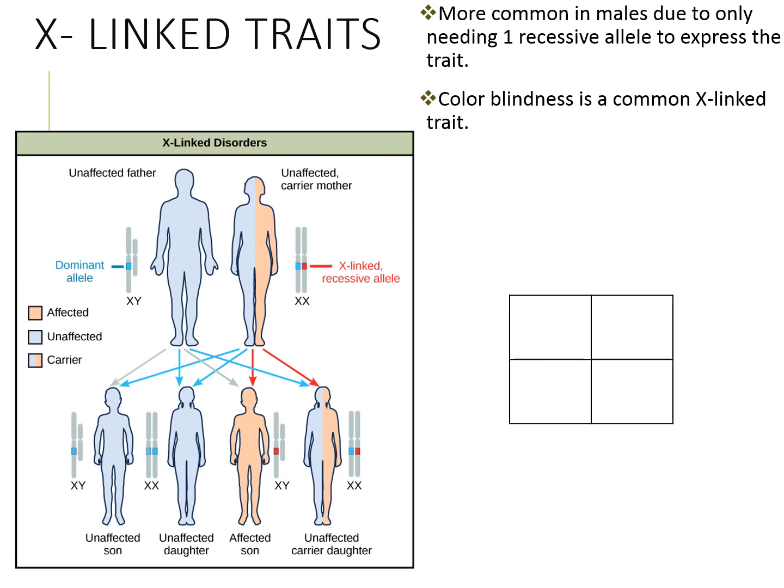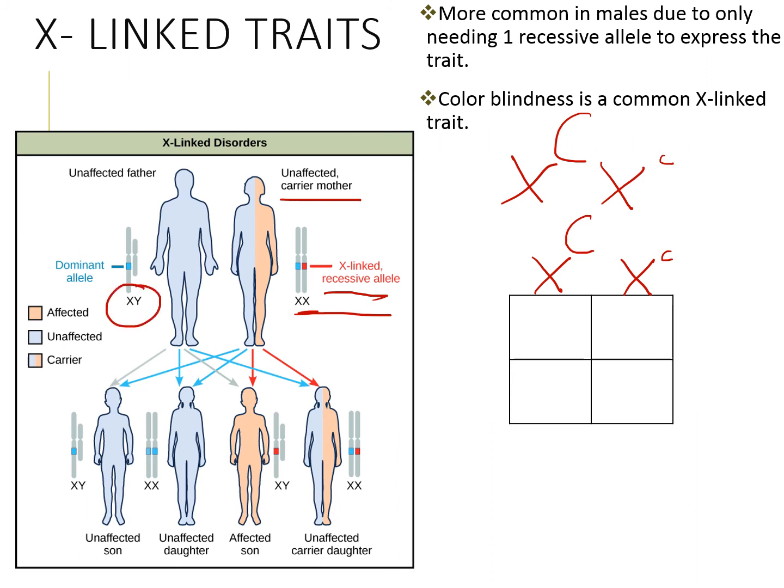So if we look at this example, an unaffected carrier mother, we are showing here that she has two X chromosomes, and one of them has an X-linked recessive allele. So I'm going to say that X big C is can see color, and X little c is can't see color. So half the time, her gametes will get the can see color, and half the time they'll get the can't see color. The male is just XY, and we're going to say he's got the dominant allele, all right, so he can see color.